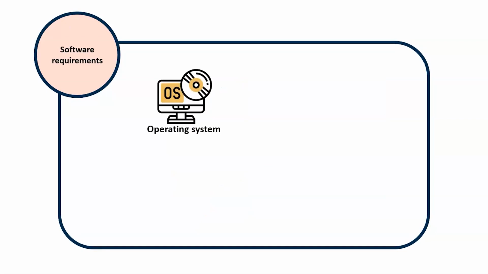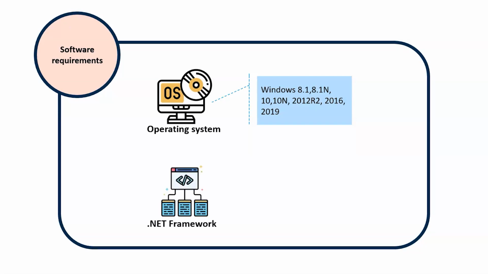If you are using a Windows operating system, then Windows should be of version 8.1 or 8.1N or 10 or 10N, and the Windows Server should be of 2012 R2, 2016 or 2019 versions. Another prerequisite is to have .NET Framework of minimum of 4.5.2 version installed.